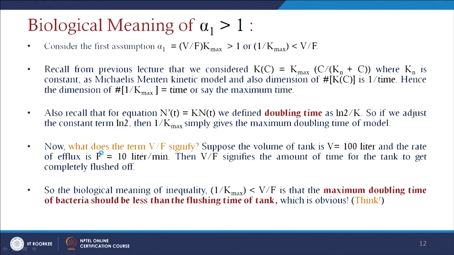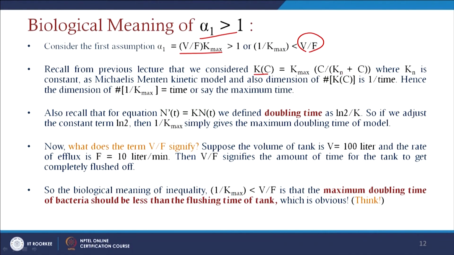So, if you go for the biological meaning of alpha 1 greater than 1 here, consider first the assumption, as in the last lecture, that alpha 1 equals V by f k max, which is greater than 1. Obviously, 1 by k max should be less than volume by flux, or flow. From the previous lecture we considered k as a function of c: k equals k max into c by k n plus c.